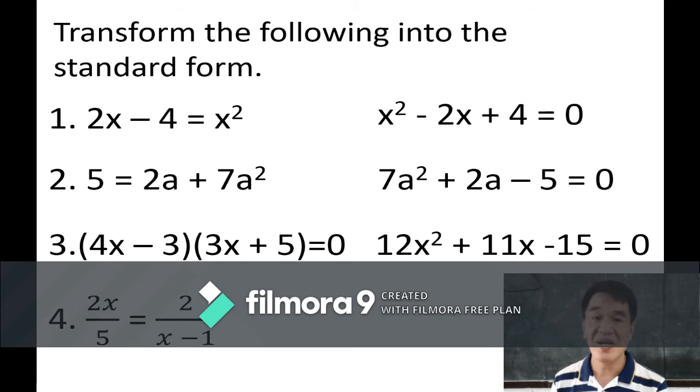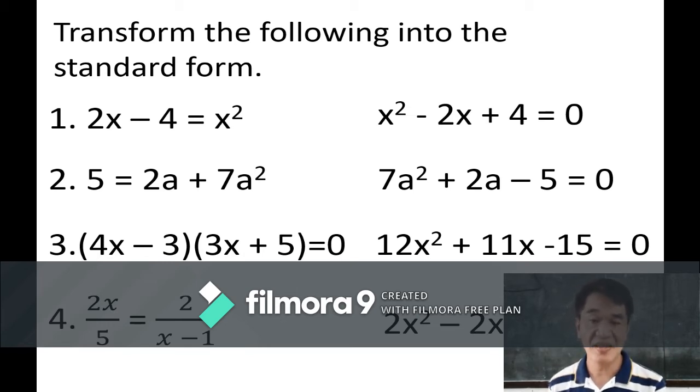In number 4, this is a little different. For you to simplify them, you need to cross multiply them. So you have to multiply 2x times the quantity of x negative 1, and it should equal 5 times 2. And then if you arrange them in the standard form, you get 2x squared negative 2x negative 10 equals 0.